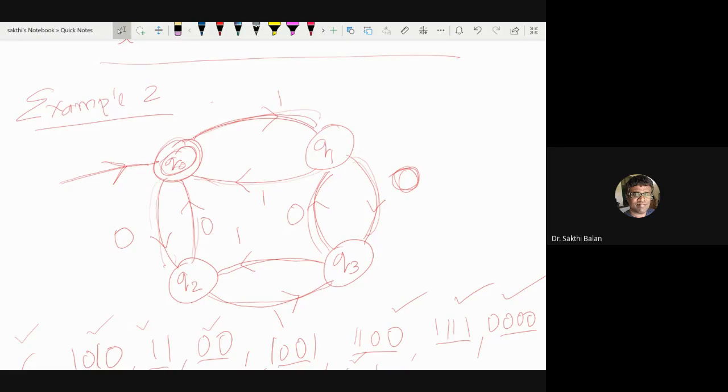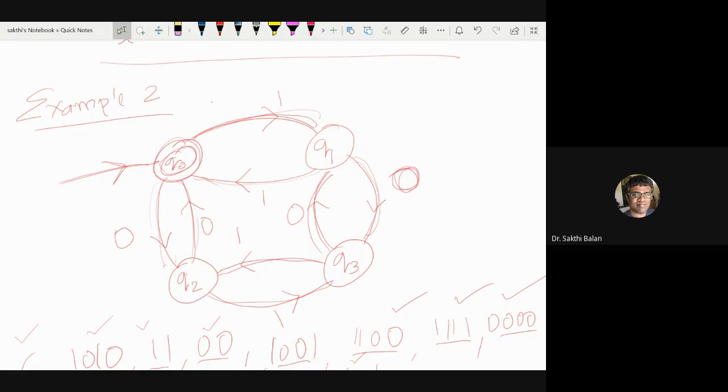What is the information that is stored in the state? Can you tell me? The strings we are giving as input. No, the strings are given as input to the automata, fine. But what is the significance of this Q0? What is the significance of the state Q1? What is the significance of the state Q3? And what is the significance of the state Q2? That's what I'm trying to ask.